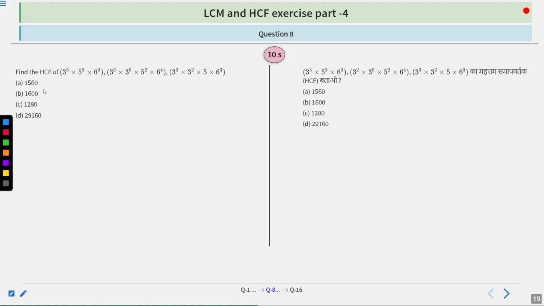Next, find the HCF of 3 cube into 5 cube into 6 cube, 3 raised to power 5 into 5 square into 6 raised to power 5, and 3 cube into 3 square into 5 into 6 cube. Options are 1560, 1600, 1280, and 29160. These are the options.